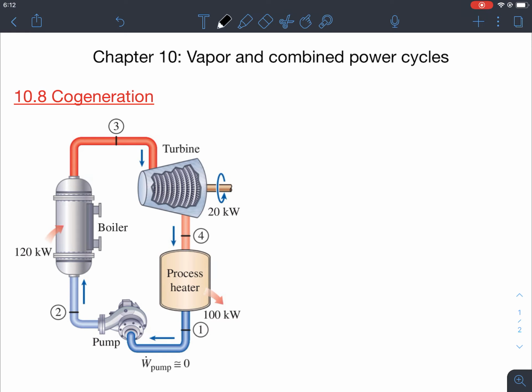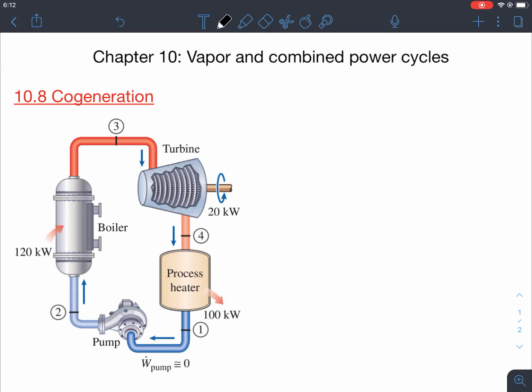In the previous lecture we talked about regeneration, right? We saw how we can take the turbine outlet and regenerate the steam. We used two different types of heating systems as well, the closed feed water and open feed water heater, right? So today's topic is cogeneration.